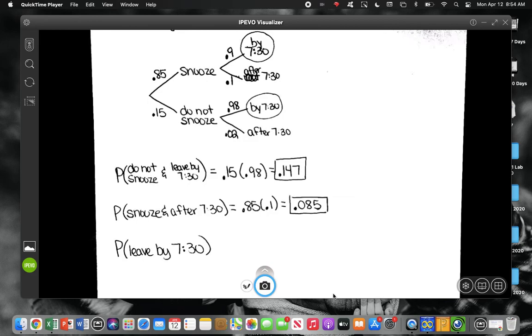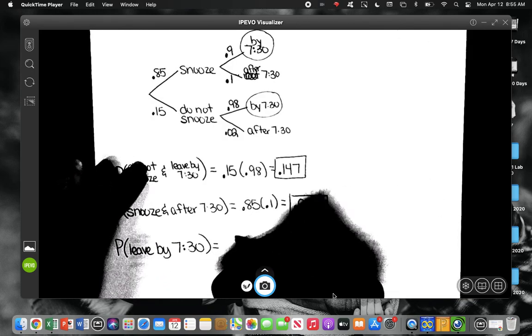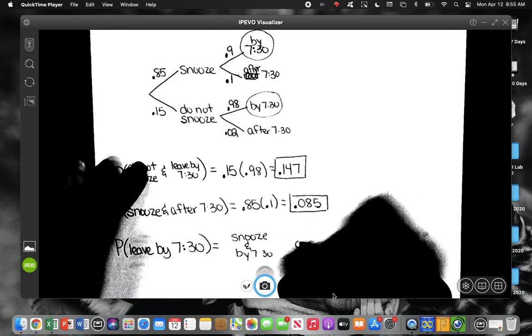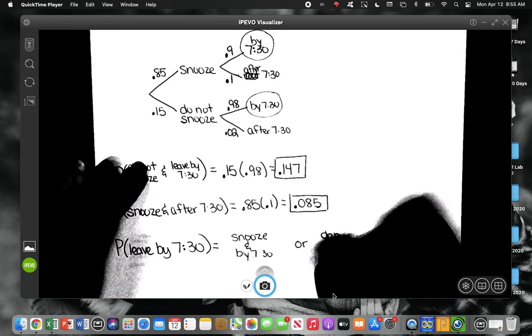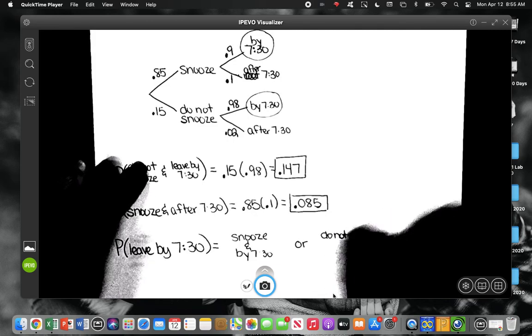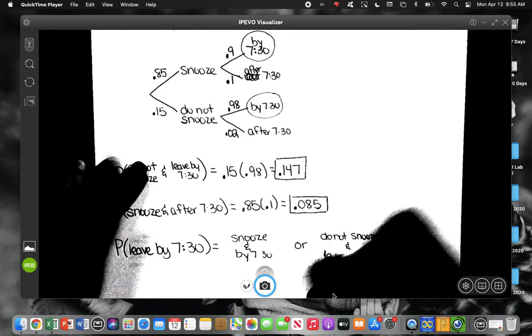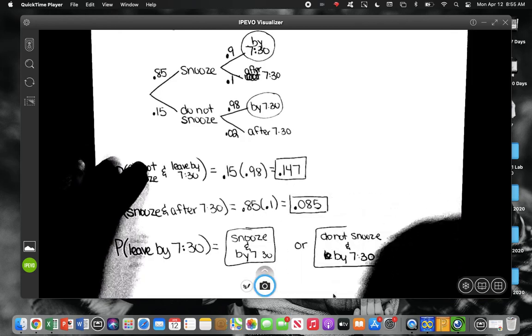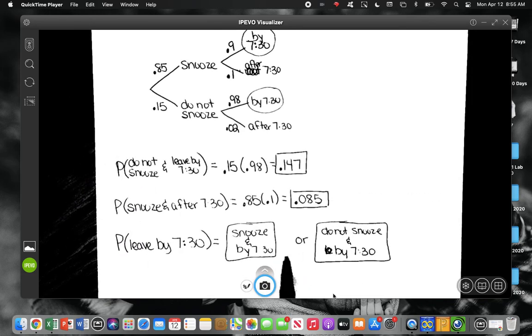So if I want you to find out when I say leave by 7:30, there's 2 ways to get there. The first way is we snooze and leave by 7:30, or we do not snooze and leave by 7:30. All right, so we talked about this earlier. When we see the word and, what do we do here? What does this mean?